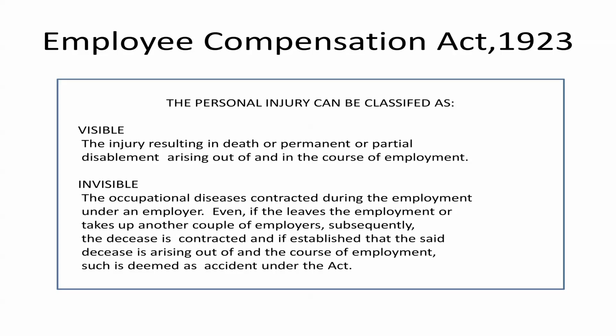Then personal injury can be classified as two types of injuries. One we call visible injuries and another called invisible injuries. Visible injuries, of course, are what we actually see, the physical injuries. The invisible injuries are the occupational diseases.